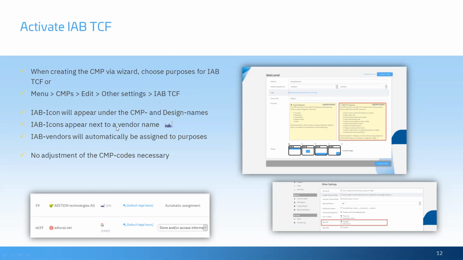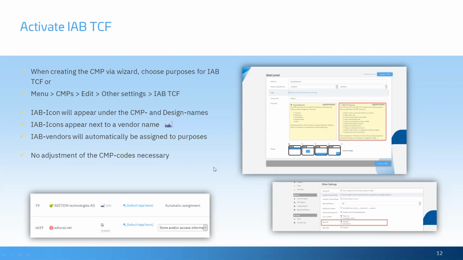You will also find some icons in the vendor list next to the vendors, like this here, along with the vendor ID. In some cases, that's necessary for your targeting in your ad server, for example. And for IAB vendors, in your vendor list, they will also automatically be assigned to the purposes. You will also then find the IAB purposes automatically in your purpose list. You just need to enable the purposes that you want to use. You don't need to adjust your CMP codes or anything else. The codes that you already have in your website will stay the same. You don't need to do anything with them.